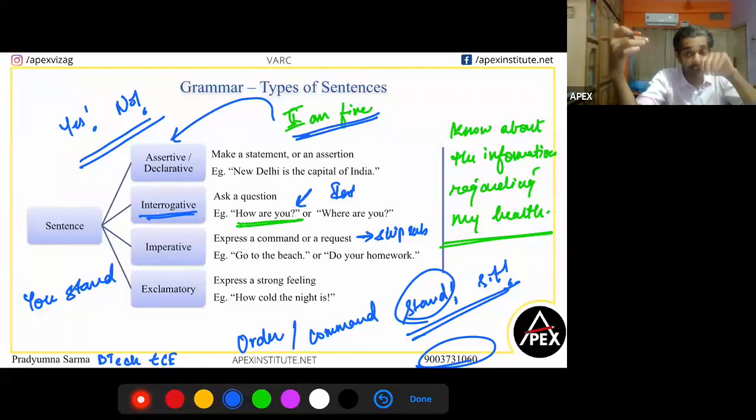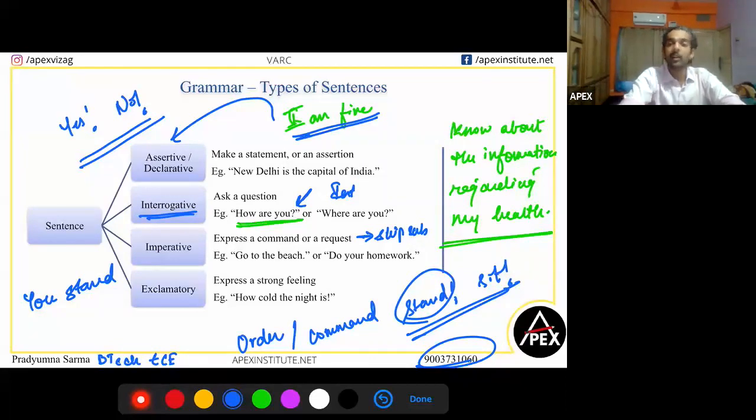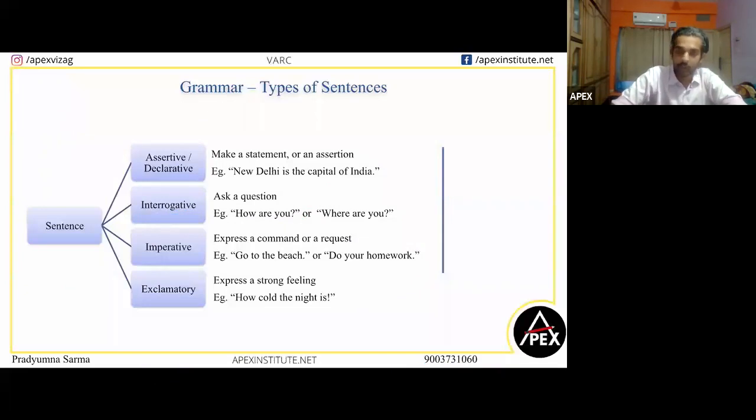Let's move further. The last type of sentences are exclamatory sentences. Now what are exclamatory sentences? Exclamatory sentences are nothing but expressions. They express a very strong feeling. For example, how cold the night is, or how hot the day is, how hard this test is. Any such things. All right, are we clear with this slide, guys, girls?